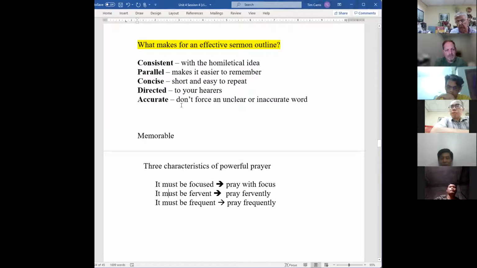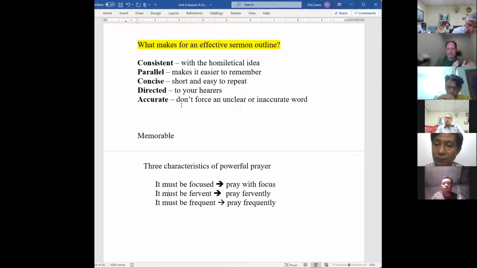Would you add anything to this, or do you have any questions? Basically, pretty similar between what makes a homiletical idea effective and what makes an outline effective. But any comments or questions?